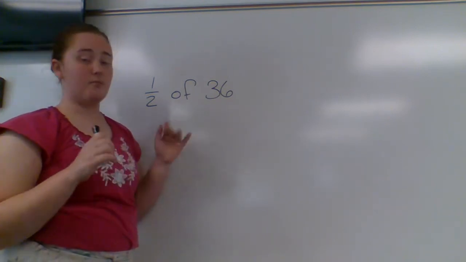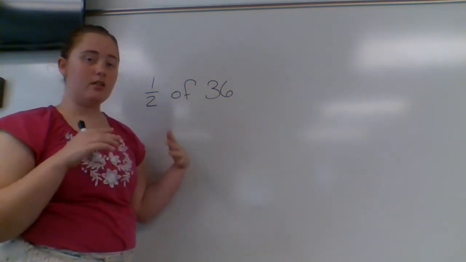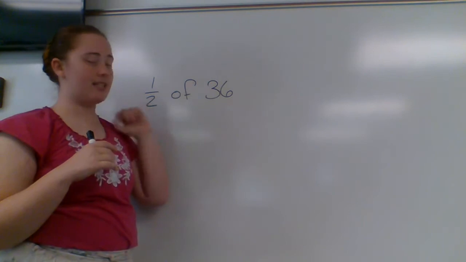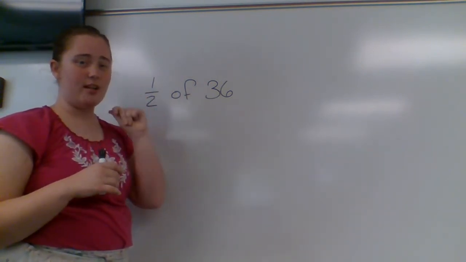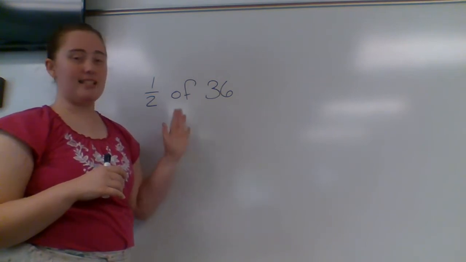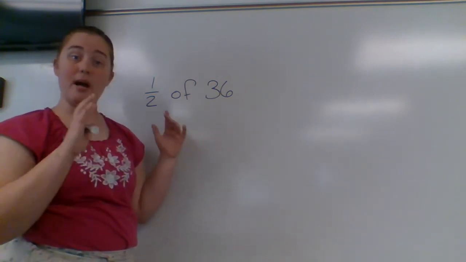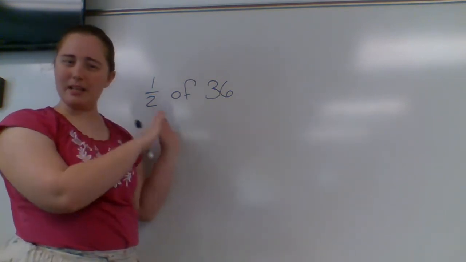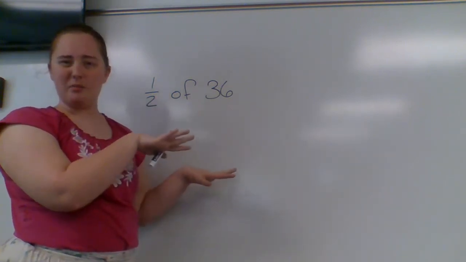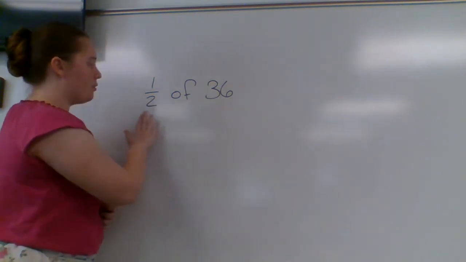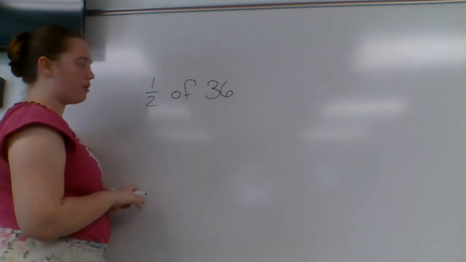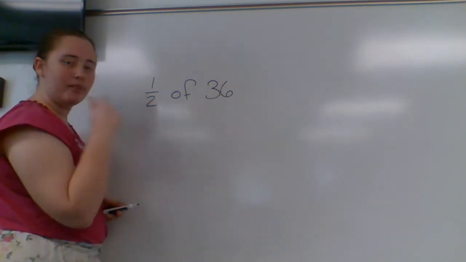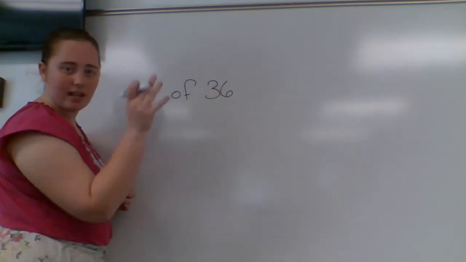Our answer is going to be either a whole number, so like 1/2 of 36. Just looking at it, I can tell you it's going to be a whole number. Sometimes though, it could be a mixed number. So I'll put an example of one with a whole number and one with maybe a mixed number. So this one, we're just dividing, which you should already know. You should look at this problem and instantly know, a division problem. That's all I have to do.